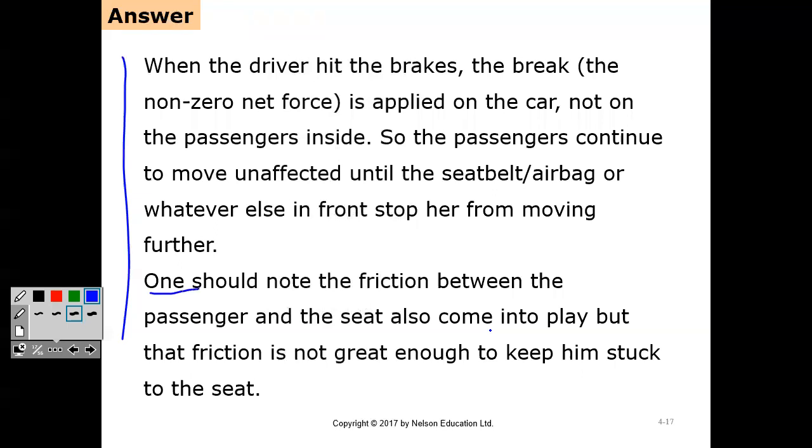One should also note the friction between the passenger and the seat also comes into play, but that friction is not great enough to keep him stuck to the seat. It's not really glued to the seat.